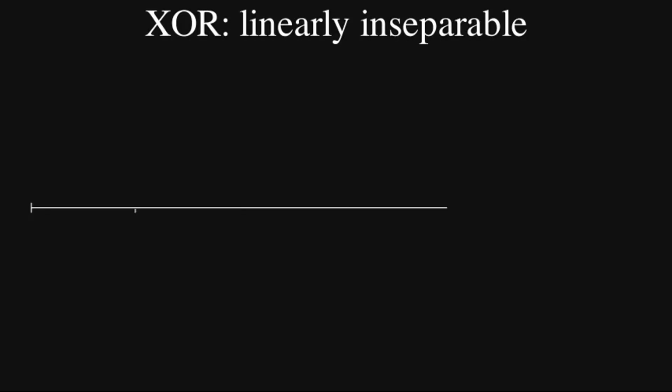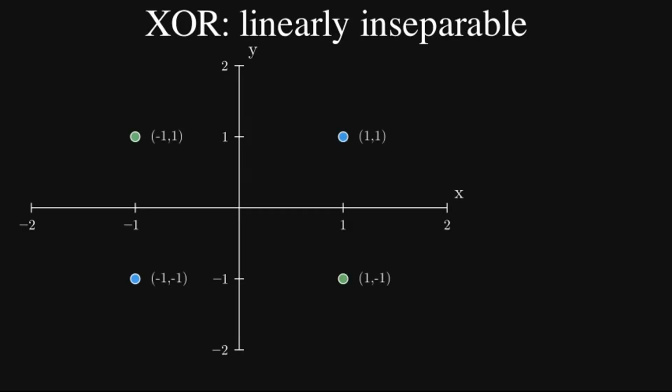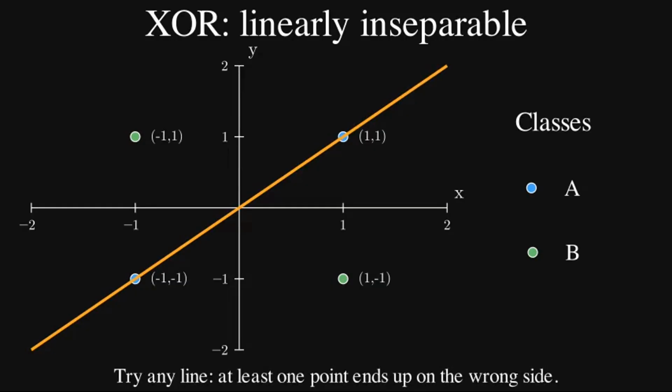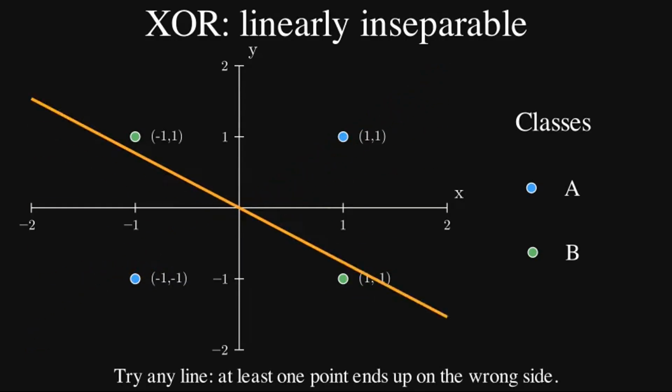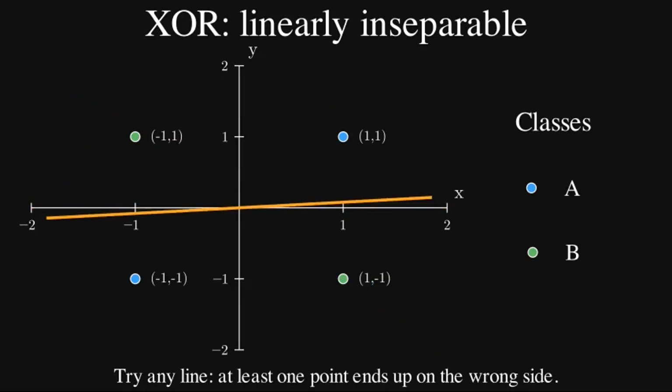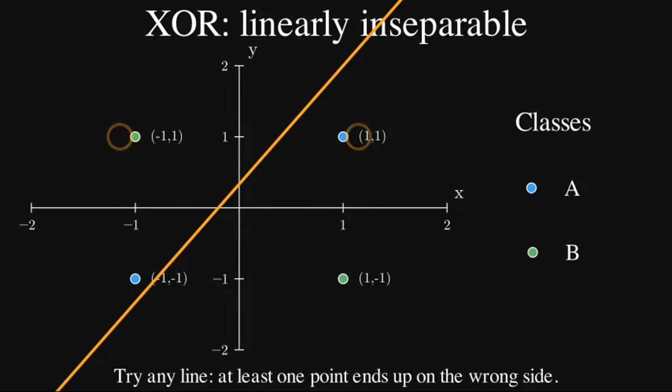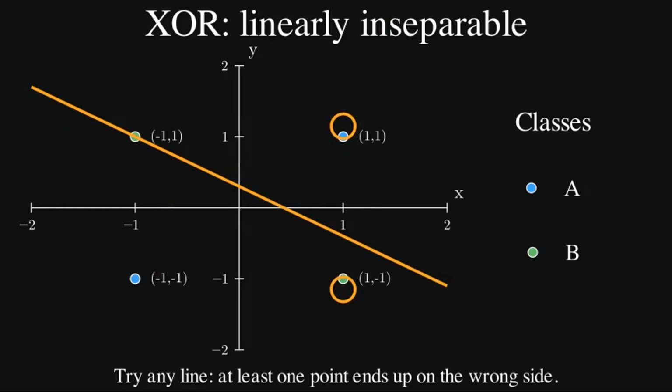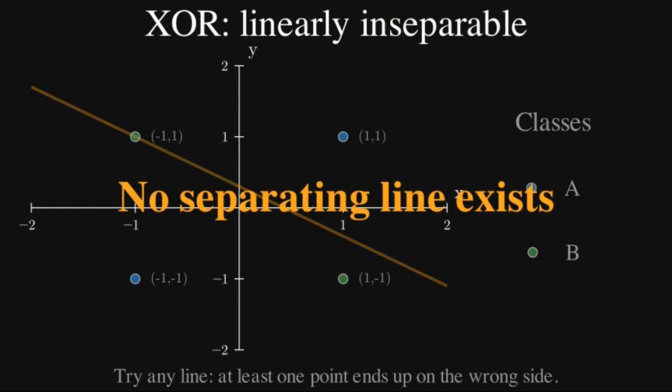Now let's build a dataset that is doomed for any straight boundary. Put 4 points on the corners of a square. Label the top left and bottom right as class A and the other two corners as class B. Try to draw a single line that separates A from B. Whatever line you choose, you will always trap at least 1 point on the wrong side.